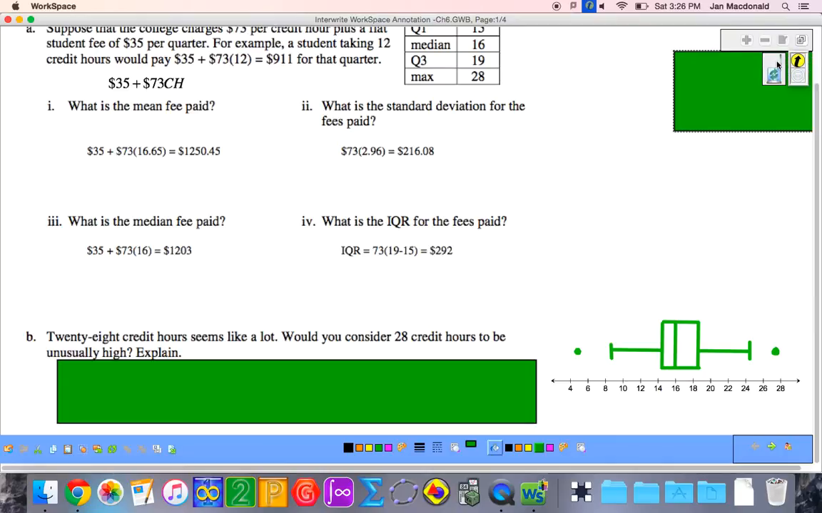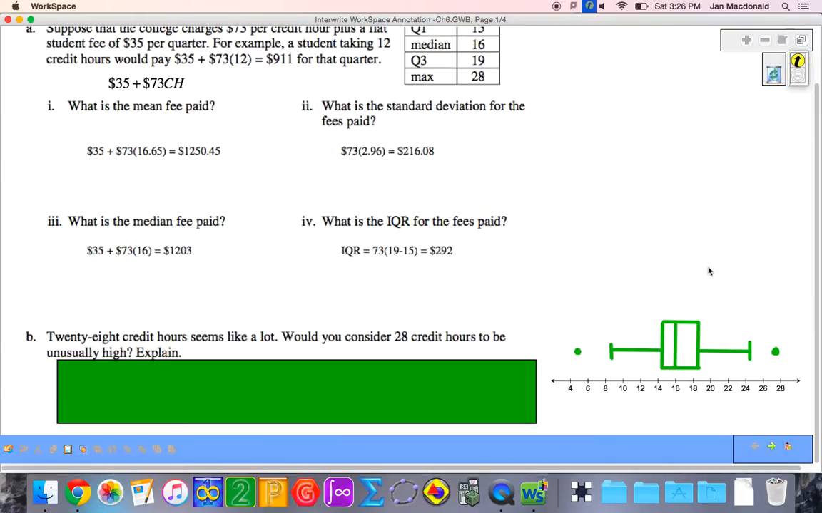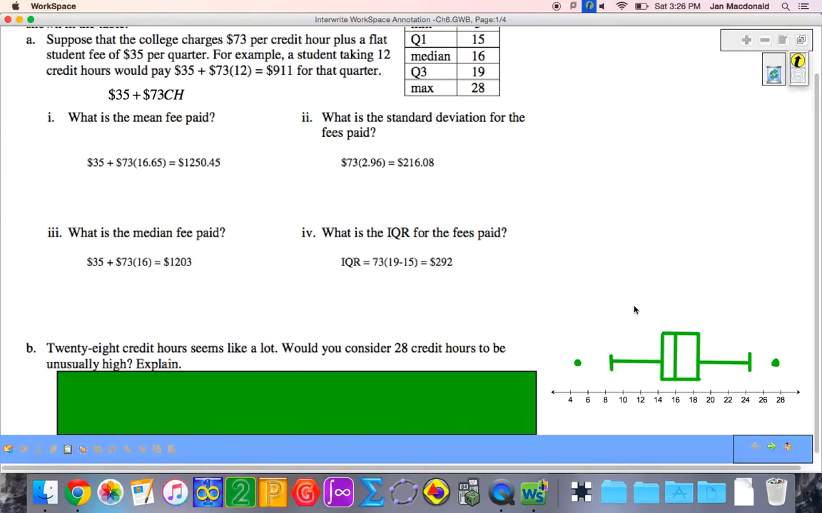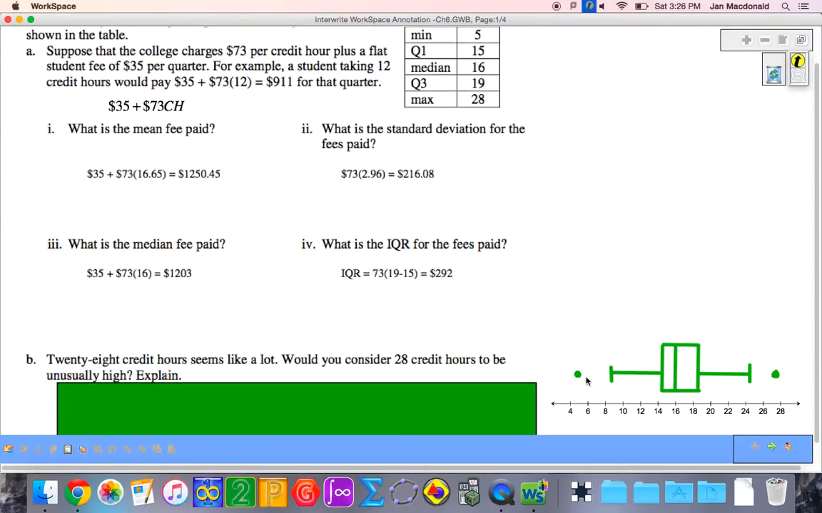And here's my box and whisker plot. You notice when I create the box and whisker plot, I actually have some outliers. The minimum value of 5 is an outlier because when I did 1.5 times the IQR, my fence was at 9 and my other fence was at 25. So I would consider the minimum value, 5 credit hours, unusually low, and I'd consider the maximum value of 28 credit hours unusually high.